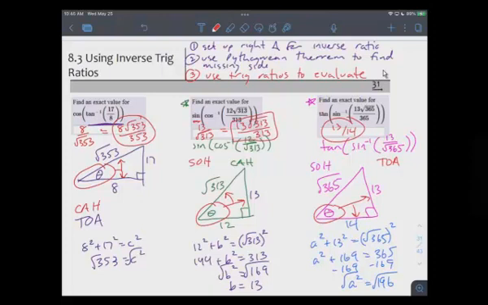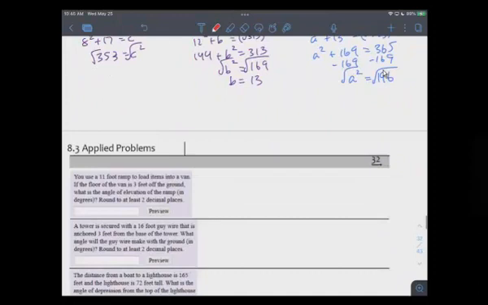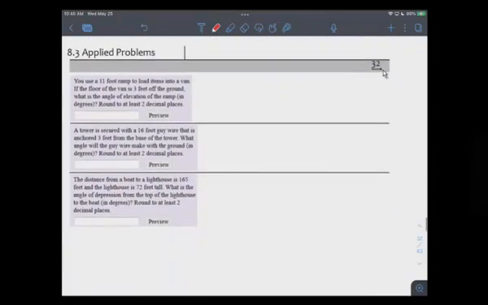All right. Questions on that? So this brings up the last type of problems, and these are just applications of right triangle trig in story problems. Okay, and so looking at this, you need to know two things. You need to know the angle of elevation versus the angle of depression.